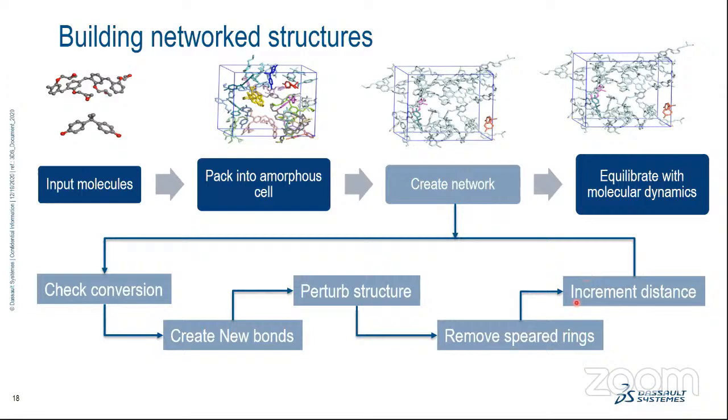Then you can increment the distance and do molecular dynamics at the same time. Every time a molecular dynamics step is done, it looks for the bonds that are created. If they are close enough, then we apply a spring potential, basically the same spring potential which a typical reaction would have.